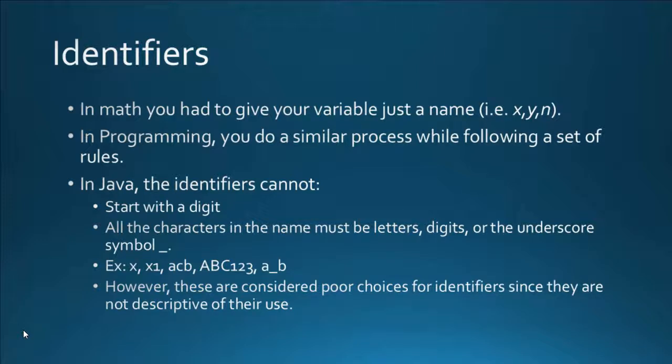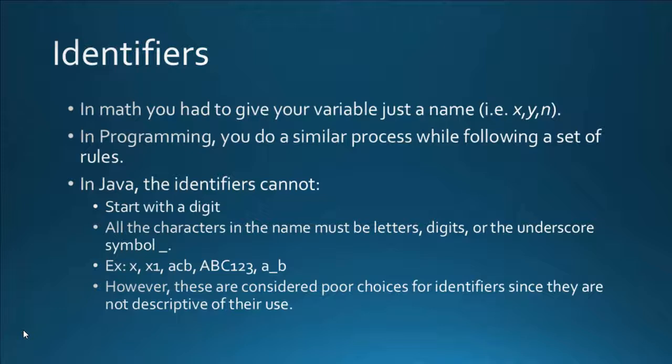All right, so here are some quick examples. I've got x, x1, ABC123, a_b. Now, if I look at those, while they are indeed valid variables that follow the rules that have been laid out, they're considered to be poor choices for identifiers because they're not at all descriptive of their use.